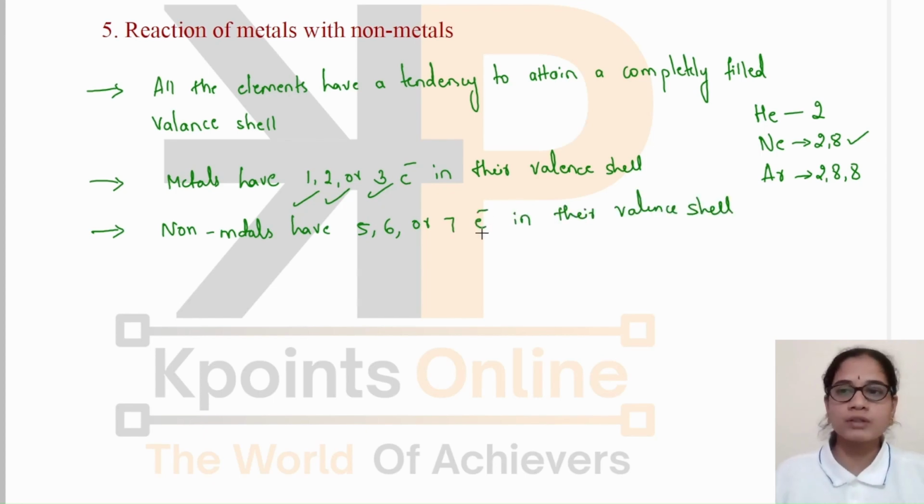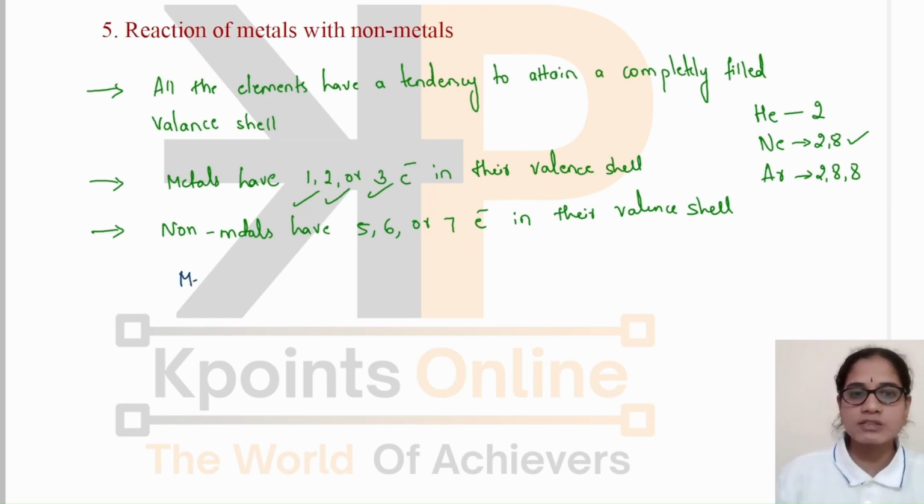And non-metals have 5 or 6 or 7 electrons in their valence shell. So in order to be completely filled, they need electrons. If it has 7 electrons, it will need one more electron to get the completely filled valence shell. In this way, these non-metals always have a tendency to gain electrons. Let us see the examples.